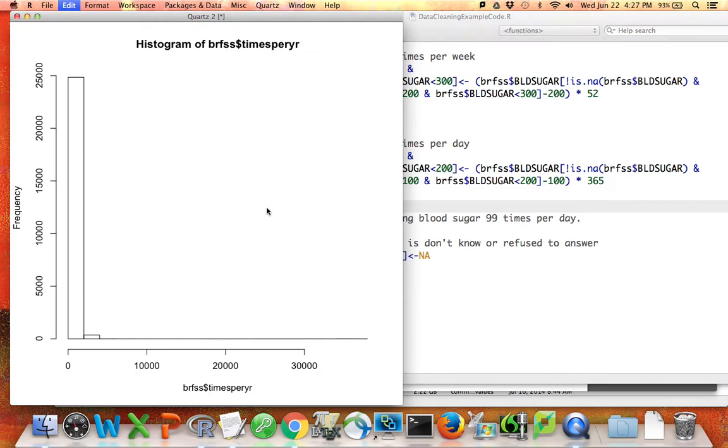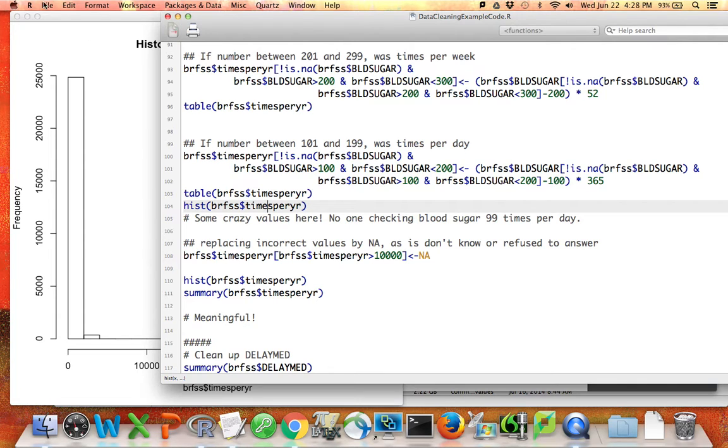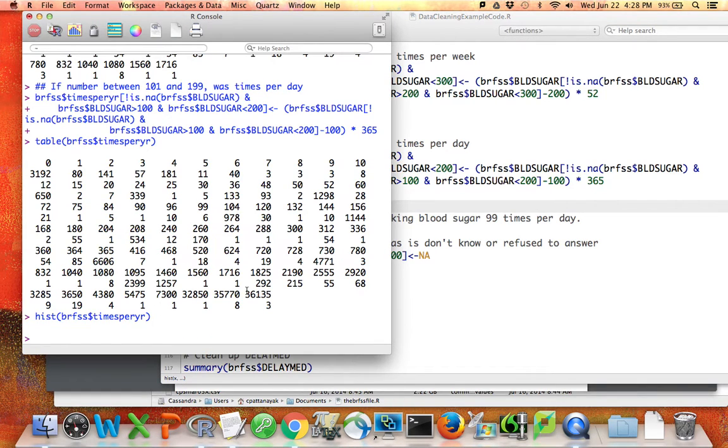In fact, now I can actually make a histogram of it. The only problem is this histogram looks a little bit crazy. Like there are clearly some very, very high values here. And if I look again at my table, I can see there are 3 people who I've calculated check their blood sugar 36,000 times per year. 8 people, 35,000 times per year. What does that correspond to? Let's look.